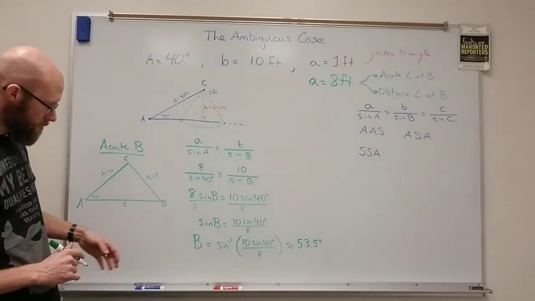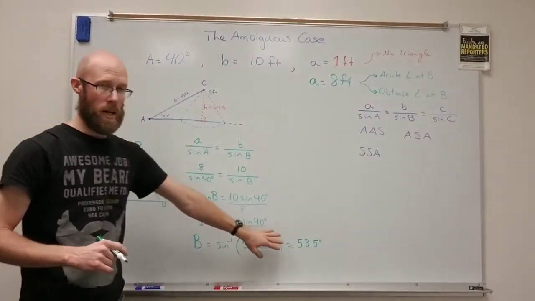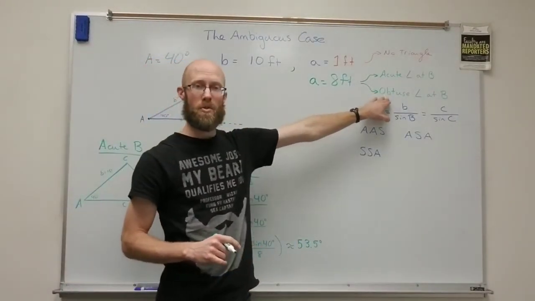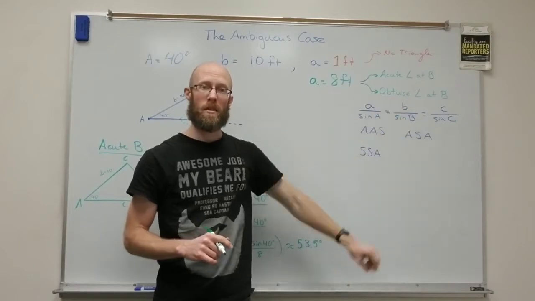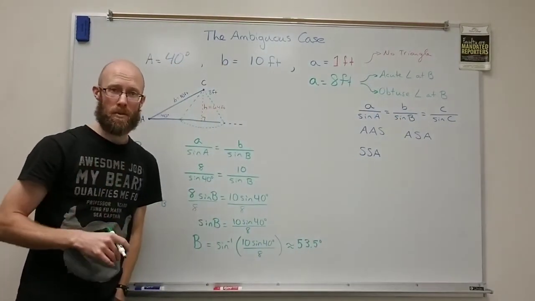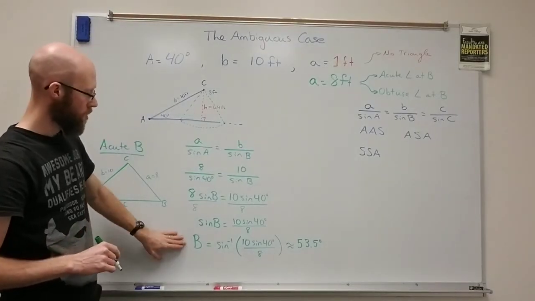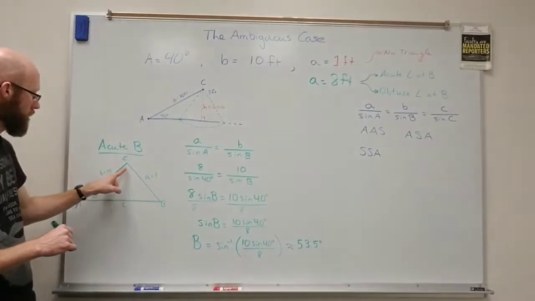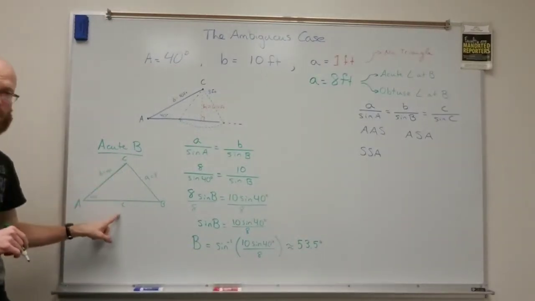Now, I chose an acute angle, right? We'll come back to the obtuse angle, but the obtuse angle comes from an interesting fact about the inverse sine. We'll talk about that in a minute. Okay, so I've got B as this acute angle. Now I've got to find angle C and side C.